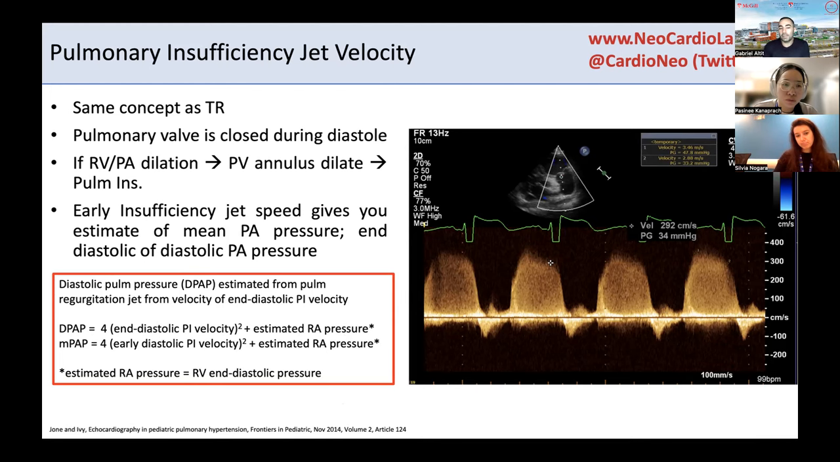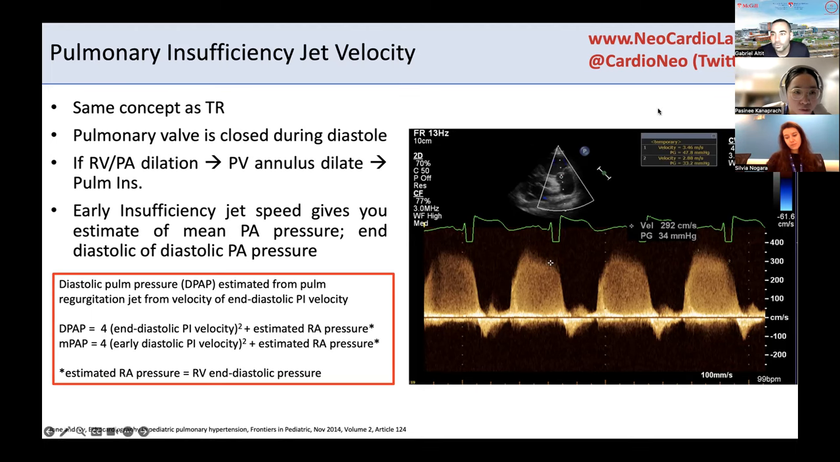Why the RA pressure? Is that because in diastole, your tricuspid valve is open, and so your RA and your RV will equalize pressure. And then we assume that the RA pressure is around 0 to 5, which is probably not true when you have pulmonary hypertension and you have diastolic dysfunction, your RA pressure starts increasing. But it informs you on your diastolic pressure in your pulmonary artery.